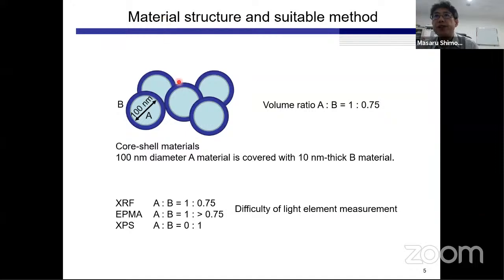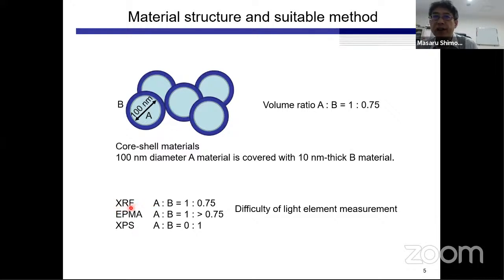So please think about this kind of material. The diameter of A material is like 100 nanometers. And it is coated by B material. The thickness is around 10 nanometers. So the volume ratio of A to B is 1 to 0.75. We can calculate.